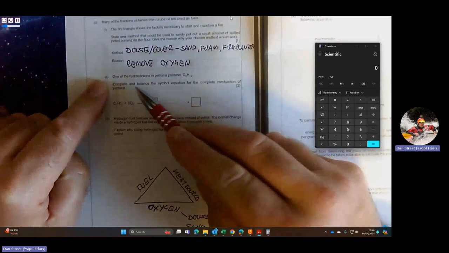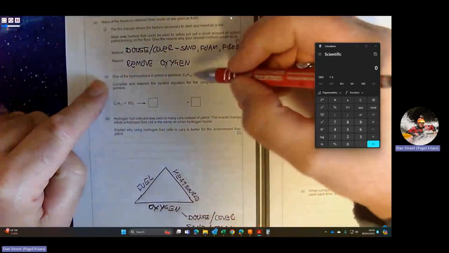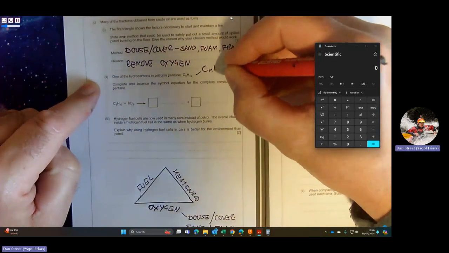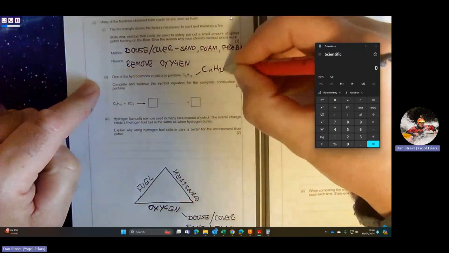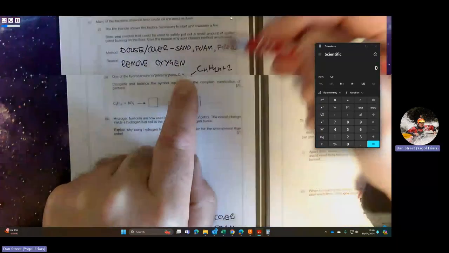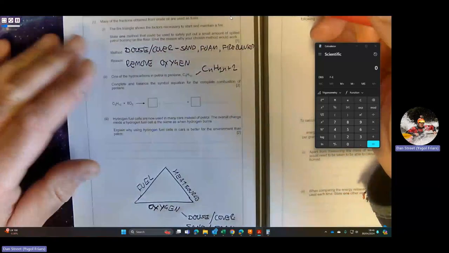Okay, so one of the hydrocarbons in petrol is pentane. Okay, so that's C5H12. So just as a double check, we'll see, does it fit the bill? Is it indeed an alkane? Okay, so I'm just checking. So double 5 gives you 10 hydrogens, plus the 2 gives you 12. So it does fit the general formula.